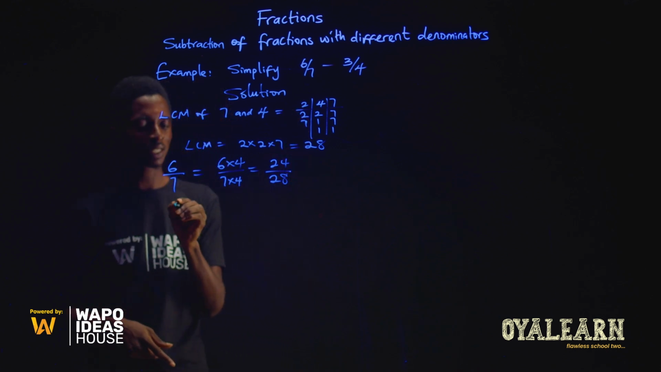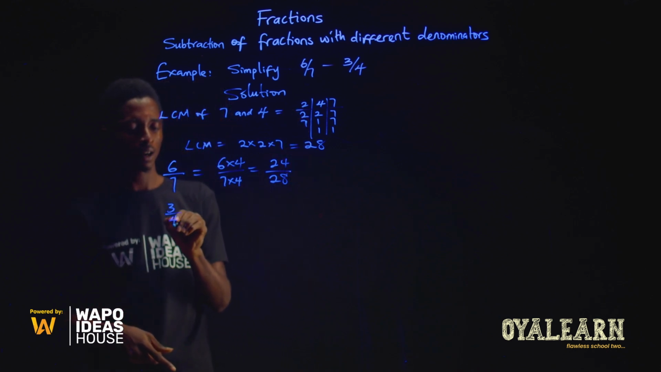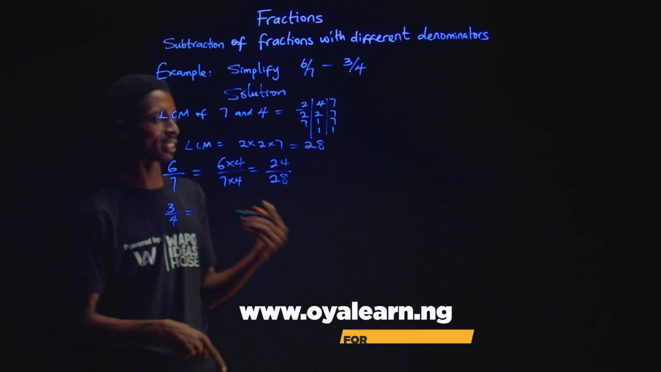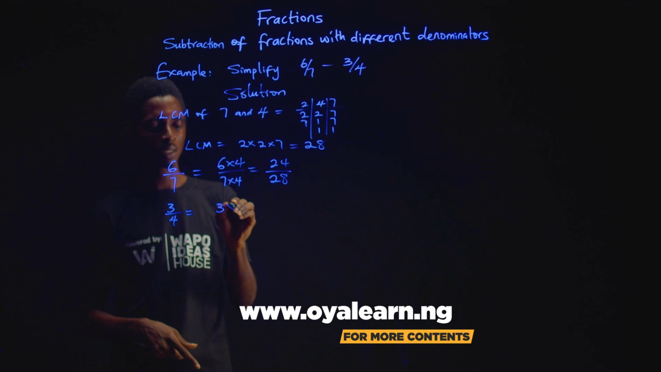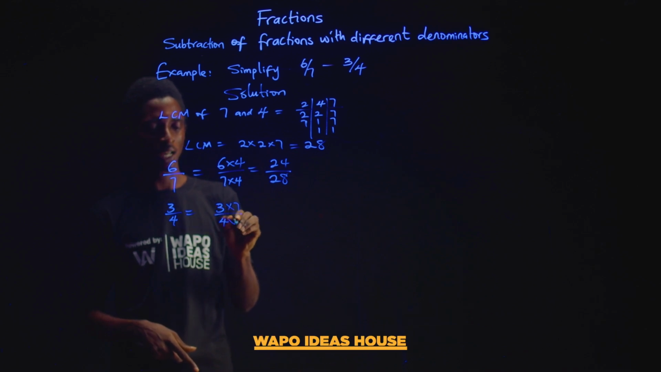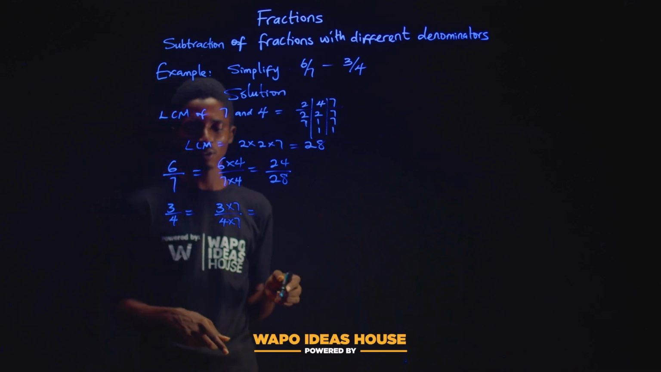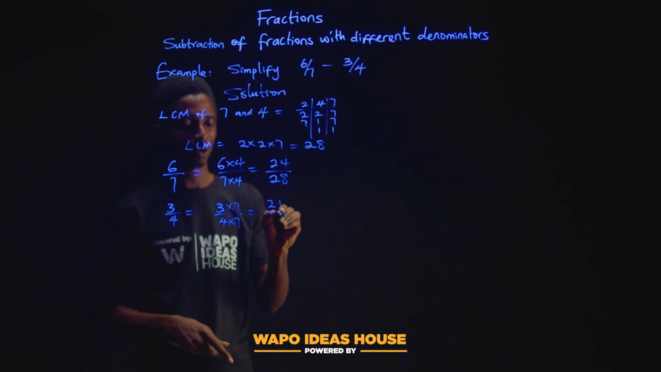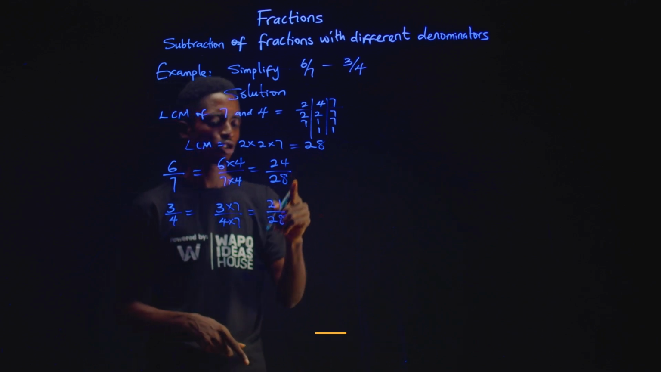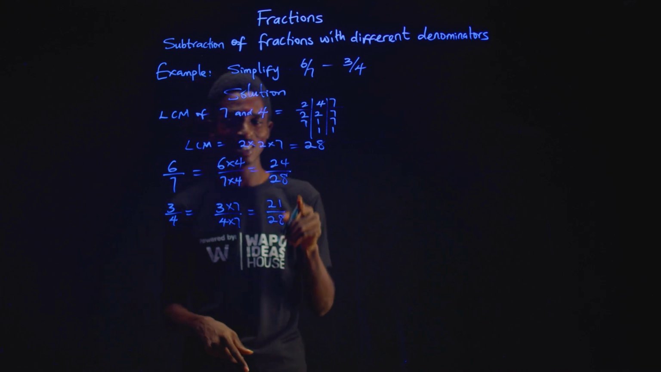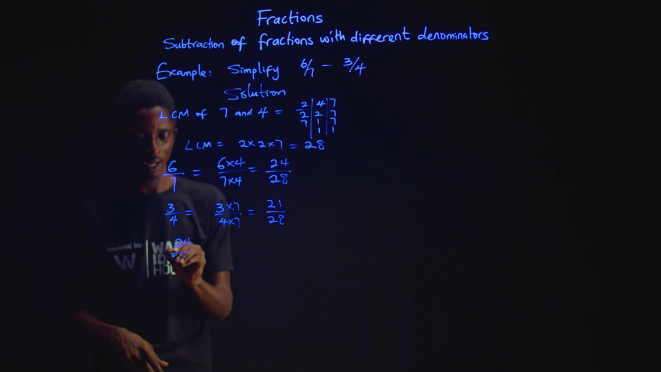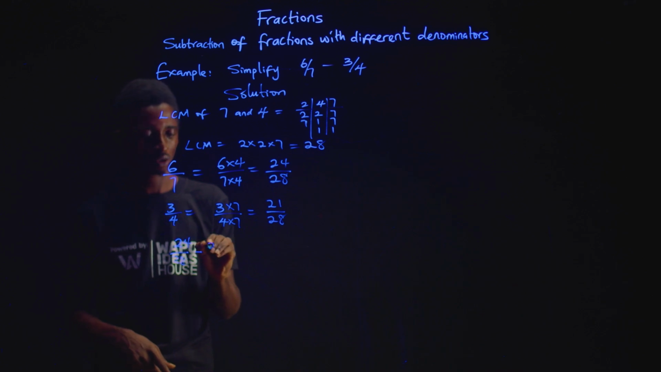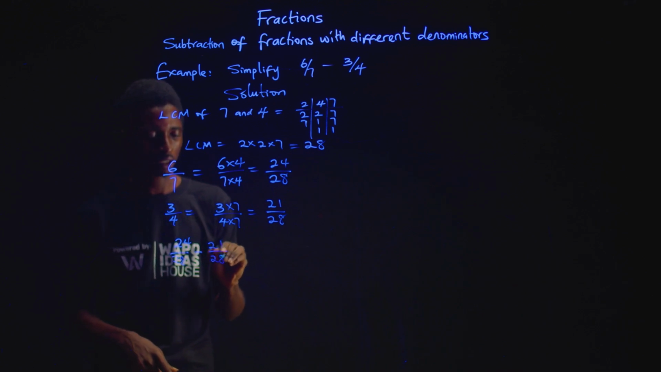And then in the case of the second fraction, 3 over 4 will become, now 4 times 7 is what gives us 28, so we multiply by 7. This becomes 3 times 7 over 4 times 7, and that will give us 21 over 28. So now we see that we have two fractions with the same denominator. So it becomes 24 over 28 minus 21 over 28.